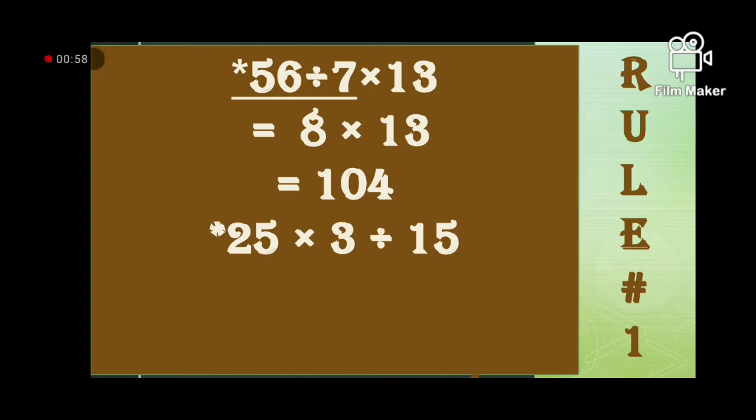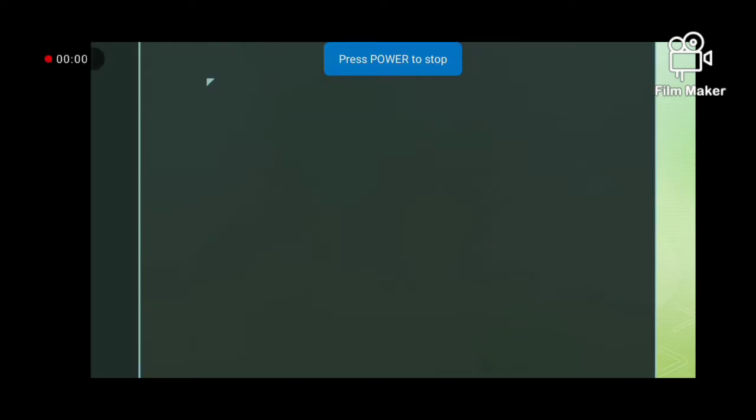In the next example, 25 multiplied by 3 divided by 15. Now in this example, we have to multiply first, then divide according to rule number 1. So first we will multiply 25 by 3, then we will get 75. 25 times 3 is equal to 75, and then 75 divided by 15 is equal to 3. Let's move further.